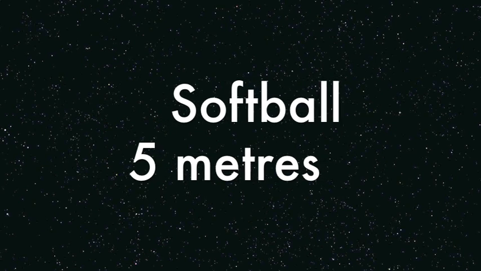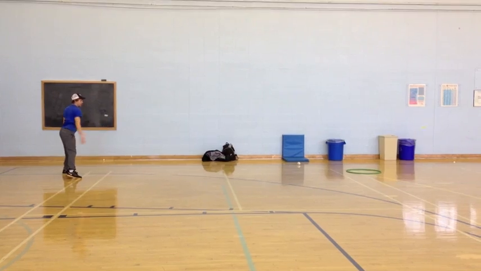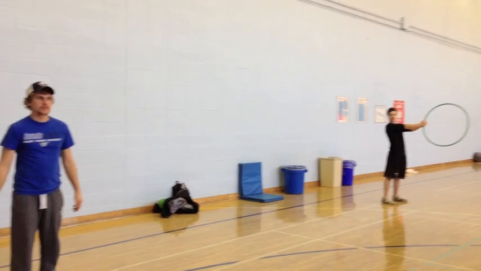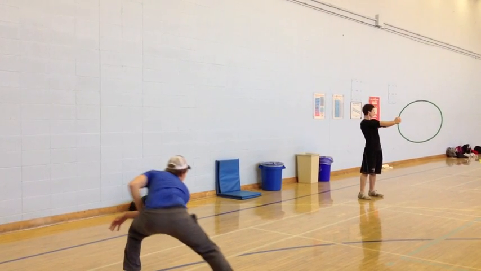In the second task, the individual has to throw a softball at a distance of 5 meters. During the previous task, the individual has thrown the ball 3 and 8 meters. In the next task, the individual was told to throw a softball at a medium projection compared to the low and high projection previously attempted.